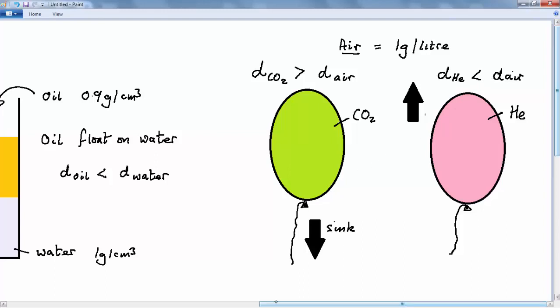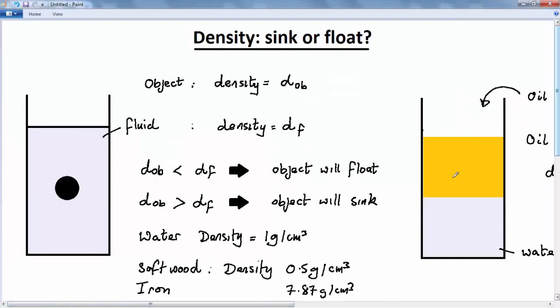So by knowing the density of an object with respect to the fluid in which it is positioned, whether it be a balloon in air, one liquid mixed with another, or an object positioned in a fluid such as water, by knowing the respective densities of the two, we can decide whether the object sinks or floats.